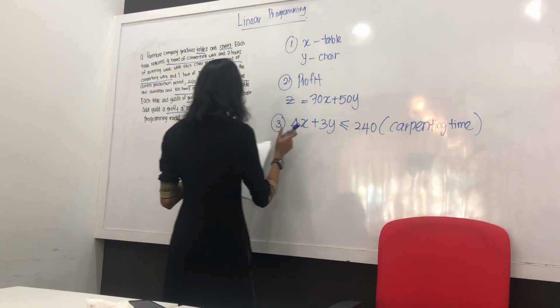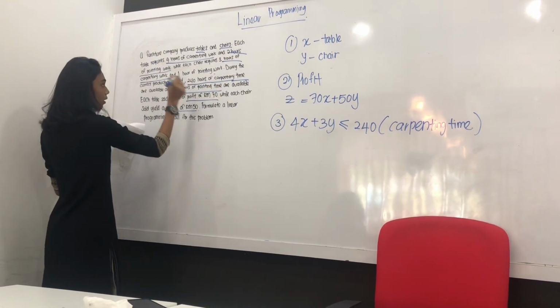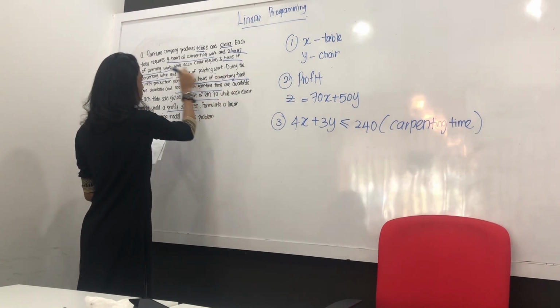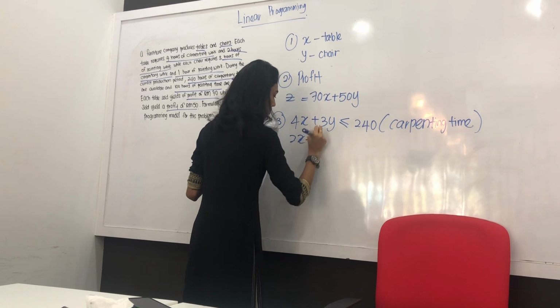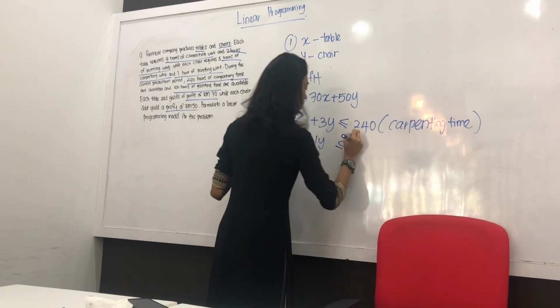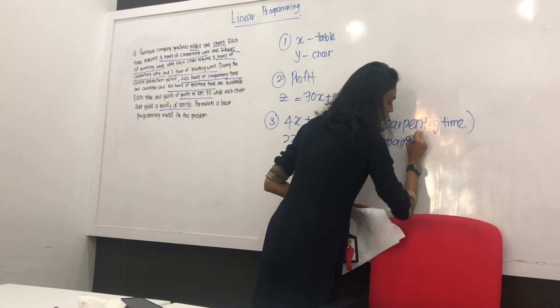And then second, 2 hours of painting work and 1 hour of painting work. That means 2x plus 1y is less than or equal to 100. This is the painting time.